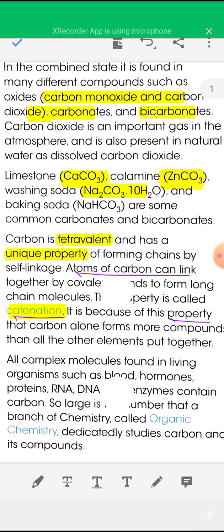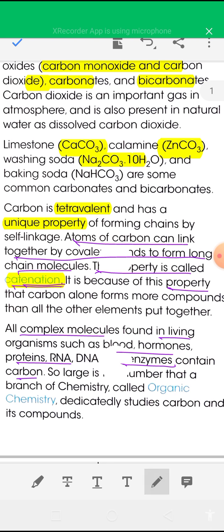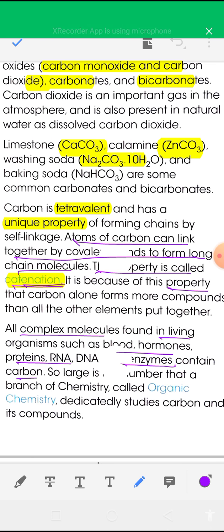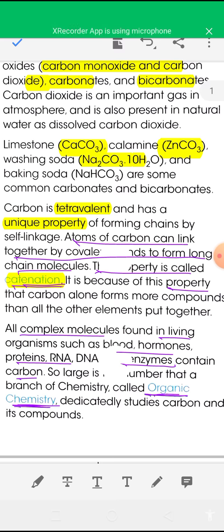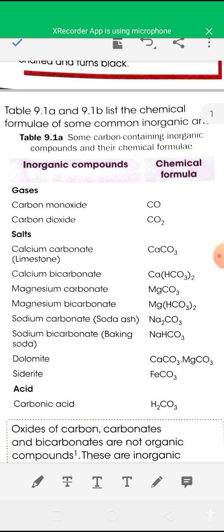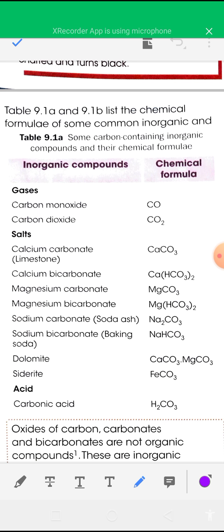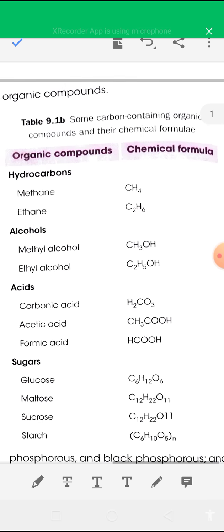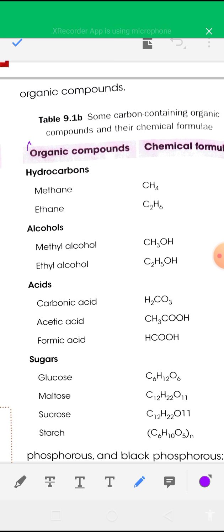You can study the compounds of carbon in the branch of chemistry known as organic chemistry. Now see, two tables are given. Carbon can form two types of compounds: inorganic compounds and organic compounds. Maximum compounds of carbon are known as organic compounds. Organic compounds means carbon must be present in the organic compound.